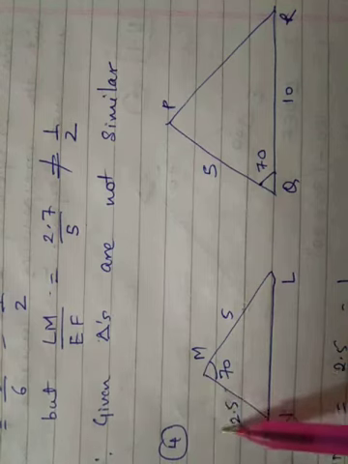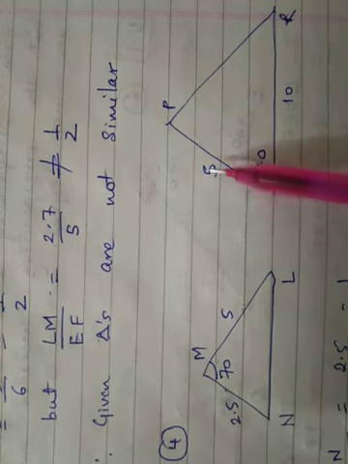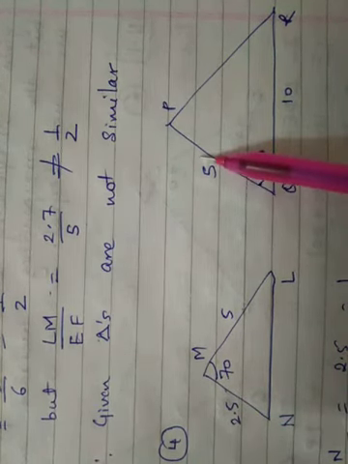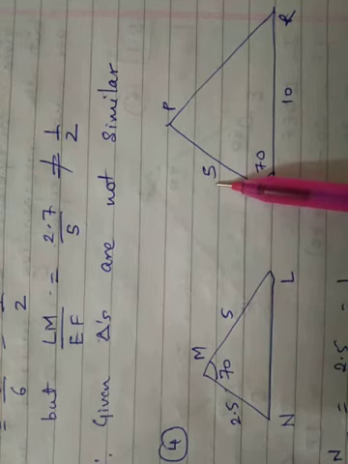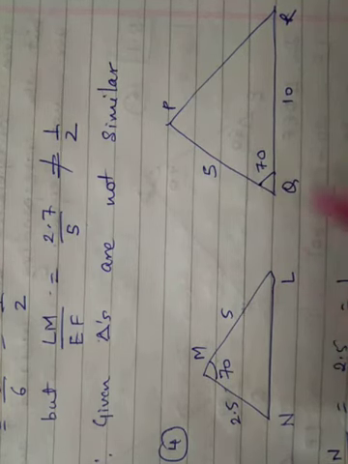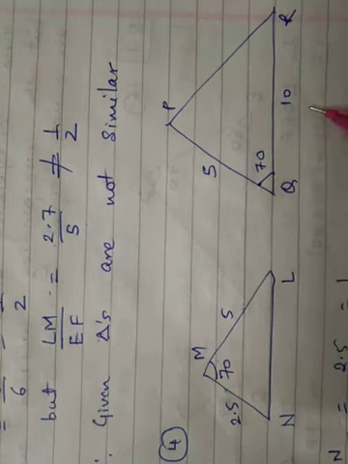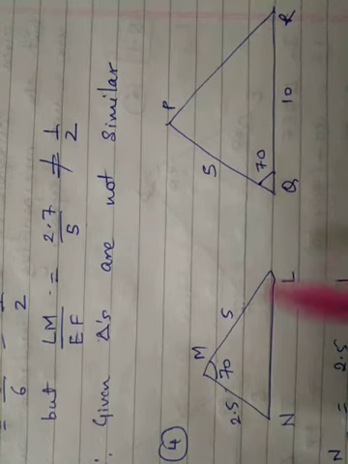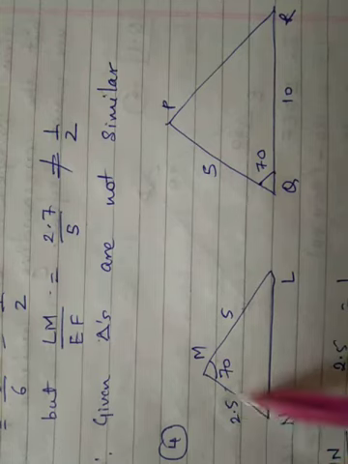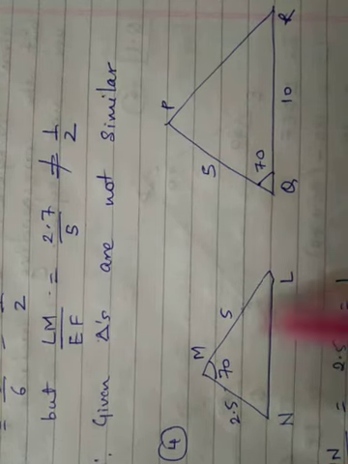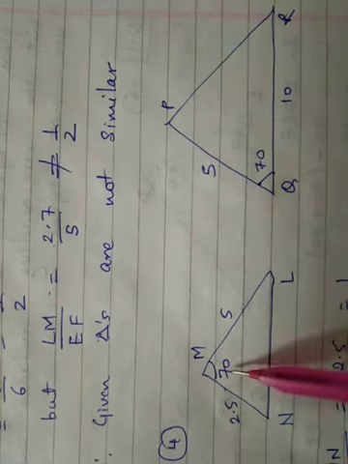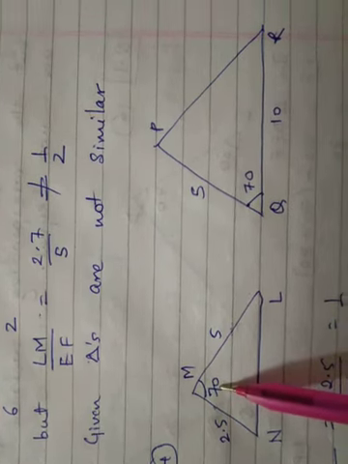If I take the ratio of 2.5 with 5, that will give me 1 upon 2. Then the ratio of 5 and 10 will also give me 1 upon 2. And between the two corresponding sides, see, these are the two corresponding sides we are talking about, the angle is 70.